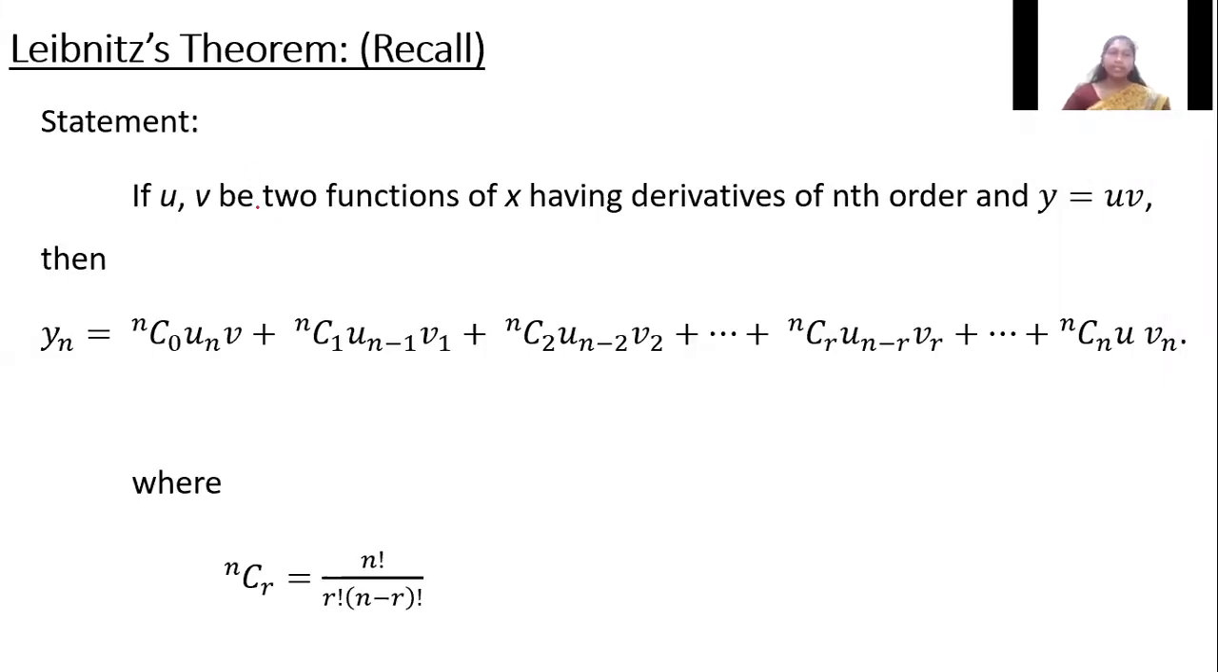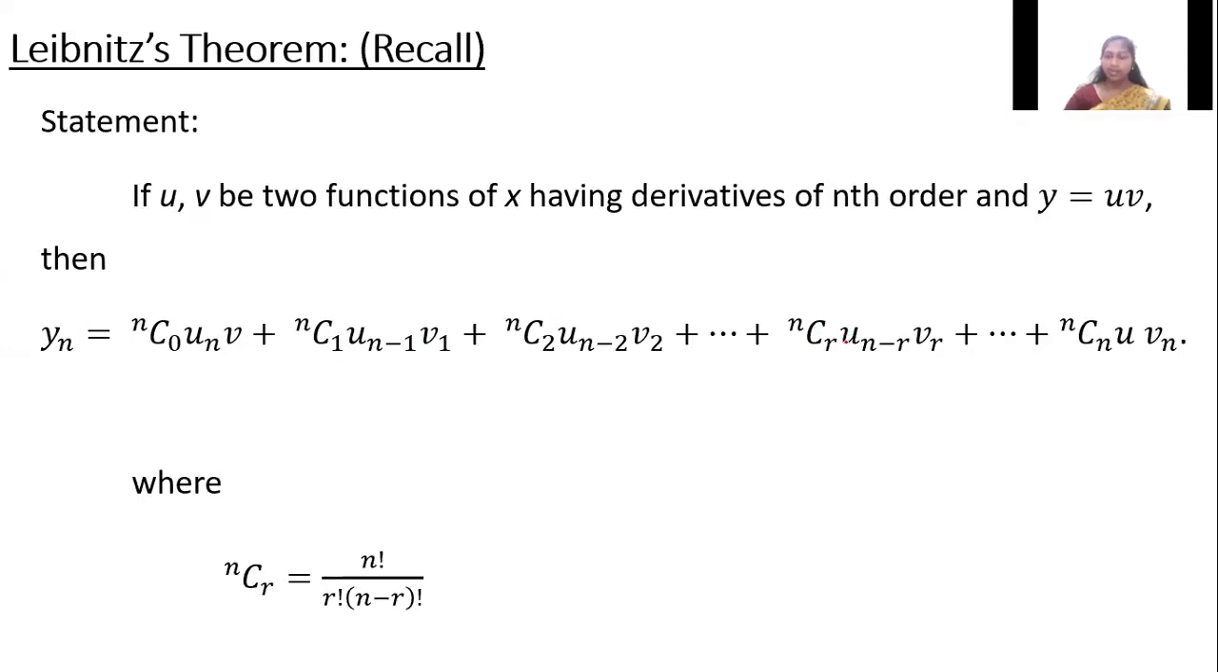Let me explain the Leibniz theorem with the help of an example. So before moving into the example, let us recall the Leibniz theorem again. The statement says that if u and v are two functions of x having derivatives of nth order and y is equal to uv, then yn is equal to nC0 un v plus nC1 un minus 1 v1 plus etc.